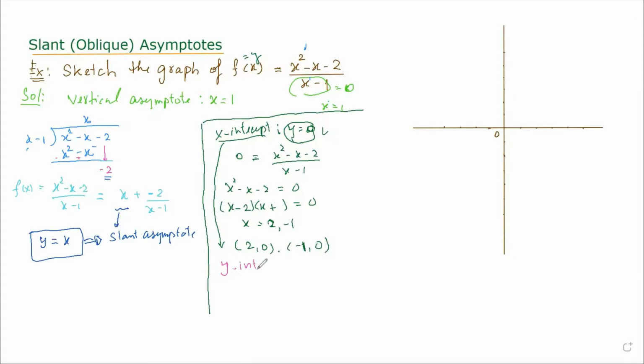Y-intercept means x equal to 0. So x equal to 0, this one you just replace here. x equal to 0 here, right? So 0, 0, 0, so it comes out to -2 over -1, so we have 2. So then we get y equal to 2. That means when you write the ordered pair, it's going to be x 0, y 2. So this is the y-intercept answer.